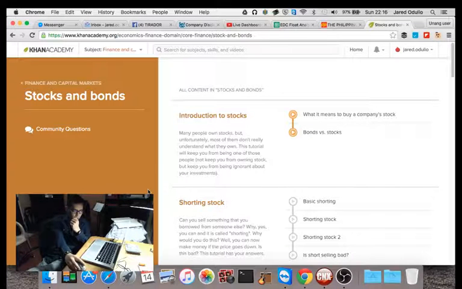So all you need is to invest time, and the good thing about Khan Academy, it's self-paced, so walang pressure on the schedule, walang pressure on your assignments. You just study at your own pace. So you can navigate one by one what it means to buy a company stock.